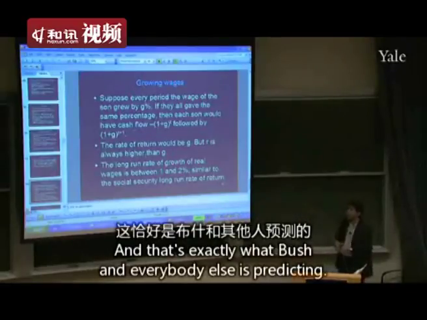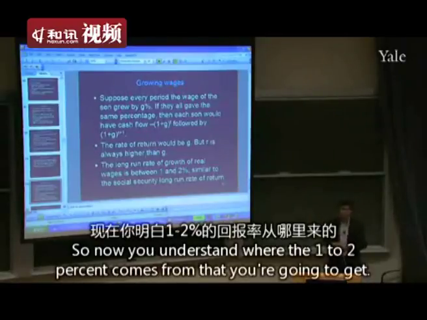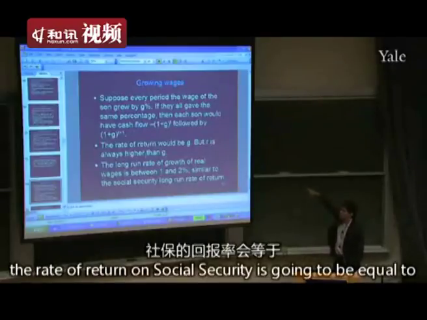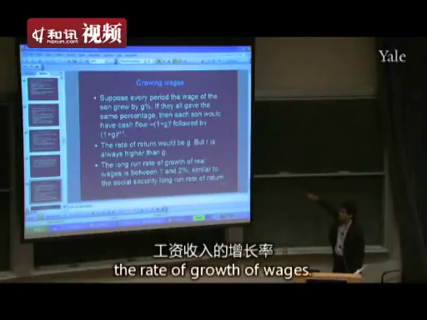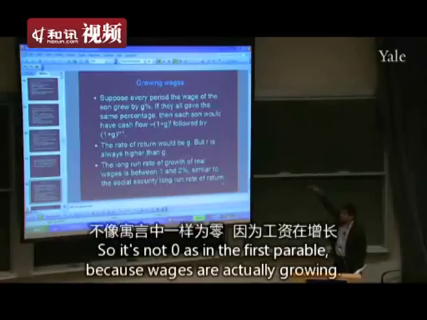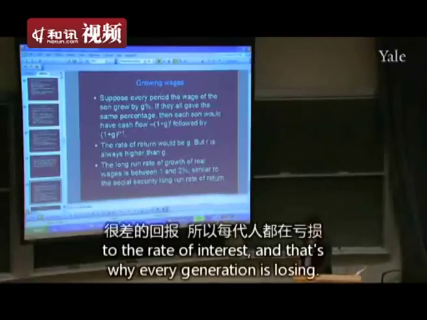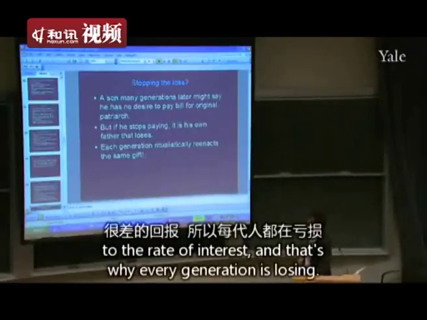And that's exactly what Bush and everybody else is predicting. So now you understand where the 1 to 2% comes from that you're going to get. If the population is stable, the ratio of young to old, the rate of return on Social Security is going to be equal to the rate of growth of wages. So it's not 0, as in the first parable, because wages are actually growing. It's between 1 and 2%, which is a bad return compared to the rate of interest. And that's why every generation is losing.